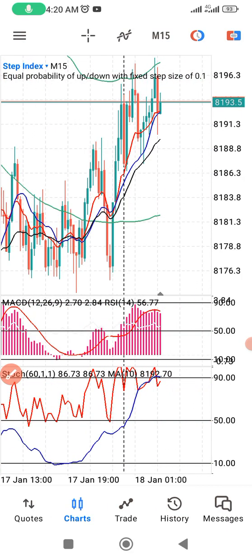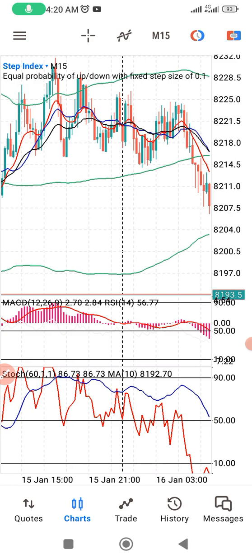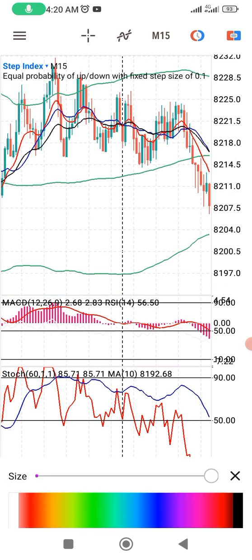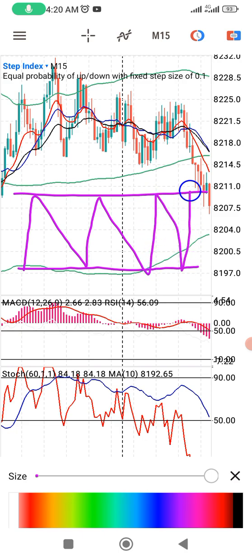Okay, let's take for example, let's say for instance, the market is ranging and you'll be seeing price going up, hitting a particular level: support, resistance, support, resistance, support, resistance. Now this is our resistance zone, this is our support zone.